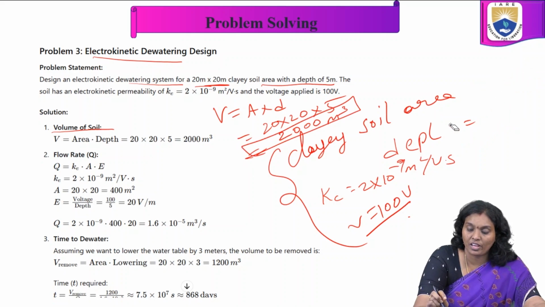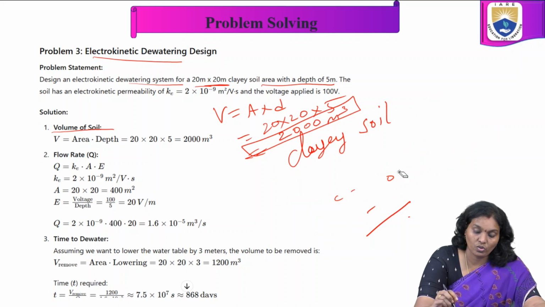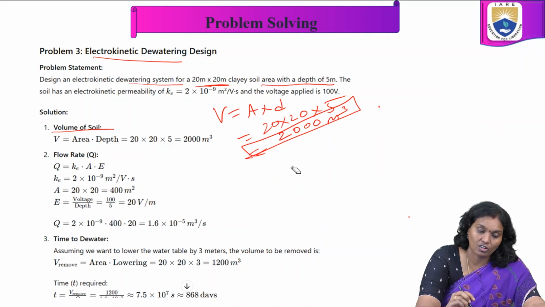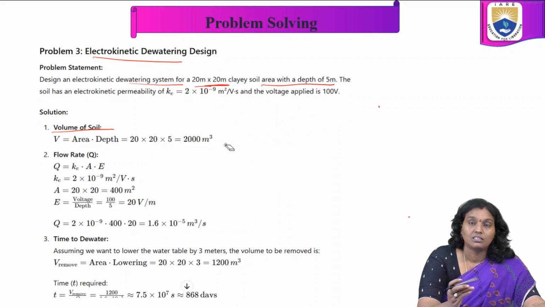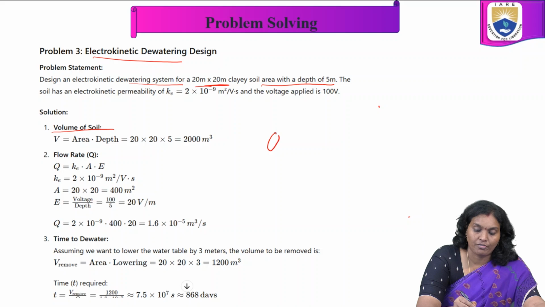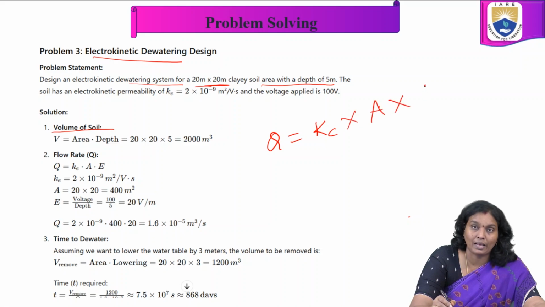Now the next step we are going to follow is the flow rate. So according to the electrokinetic dewatering, we are finding this discharge or flow rate. Flow rate is equal to this kinematic permeability value multiplied by area into voltage per depth. How much voltage per depth, that is equal to E.